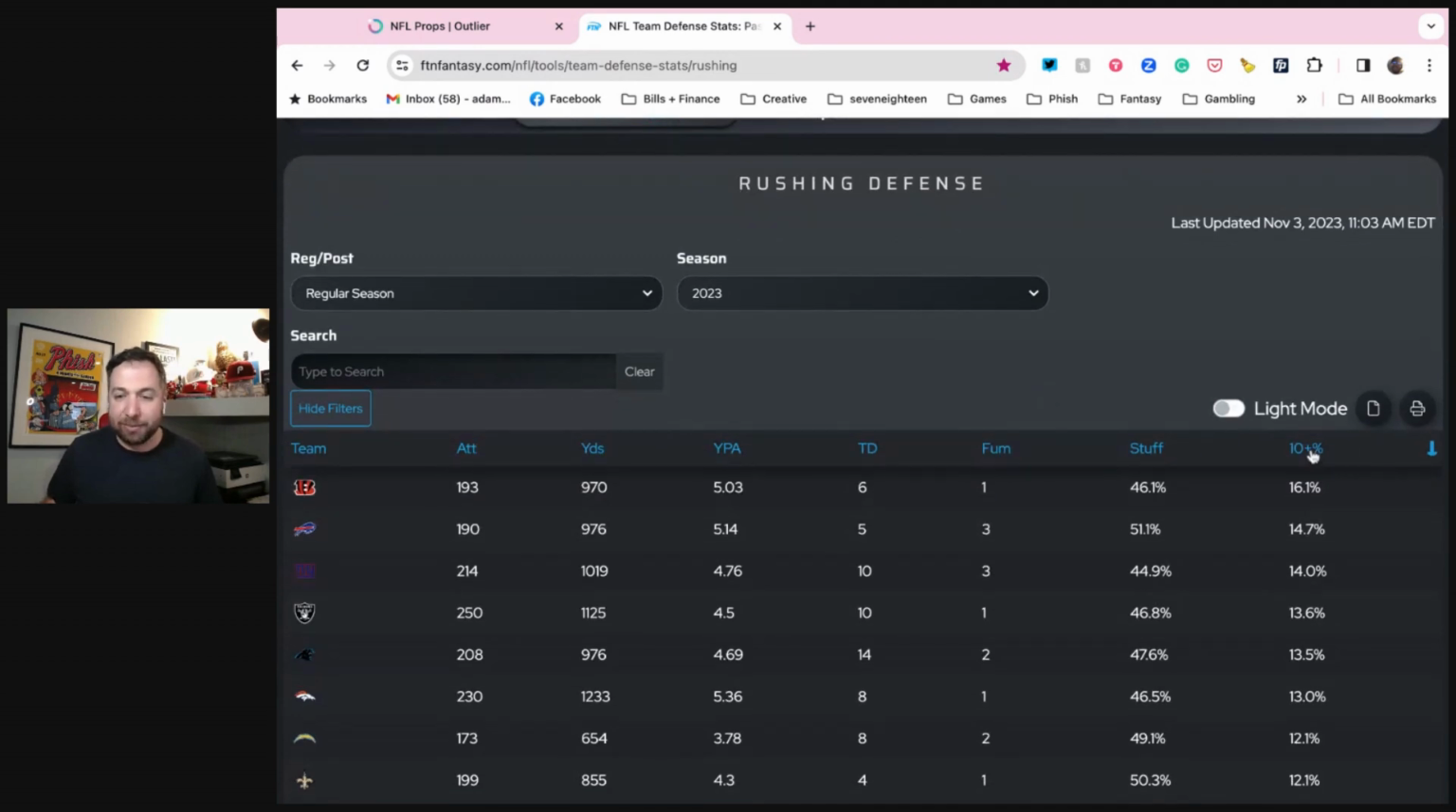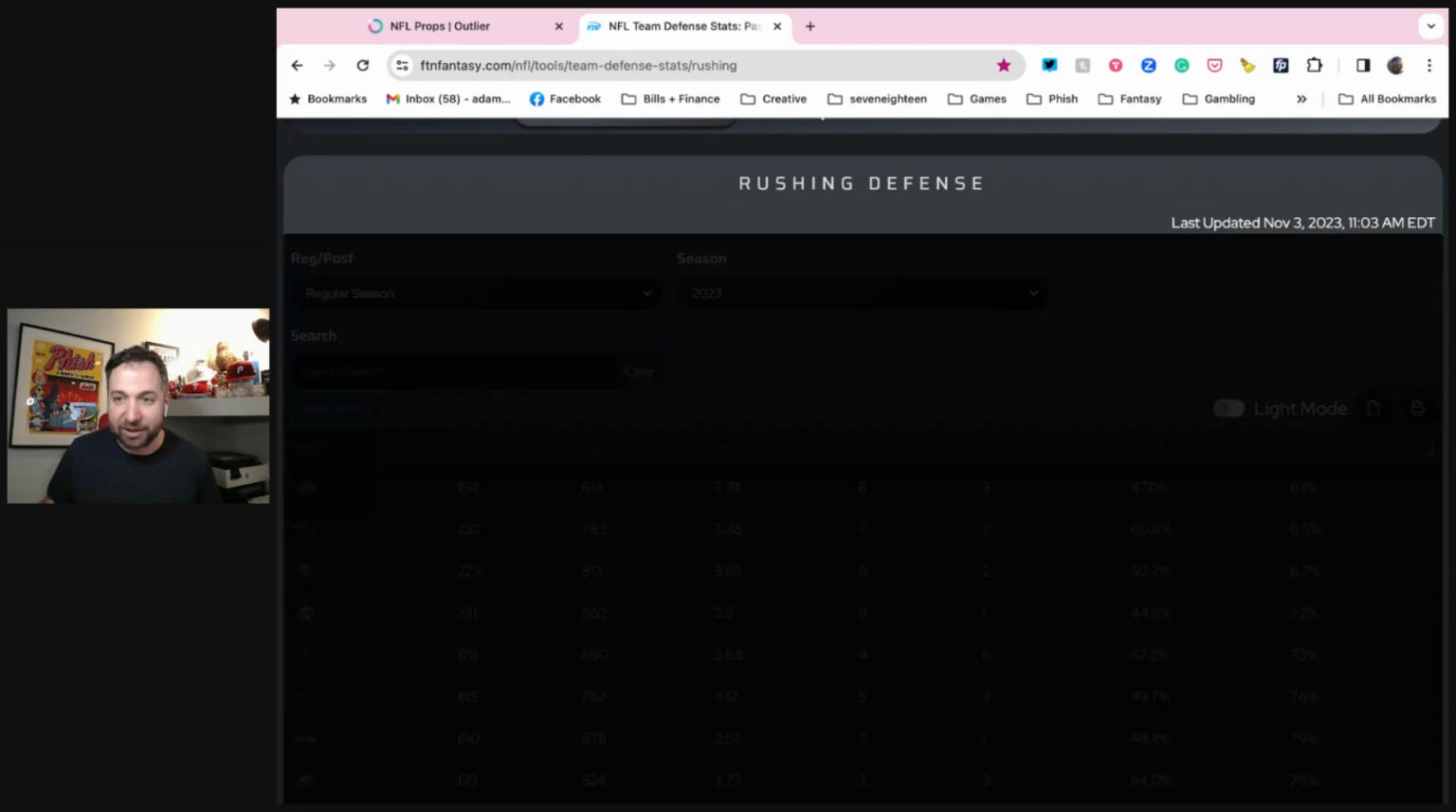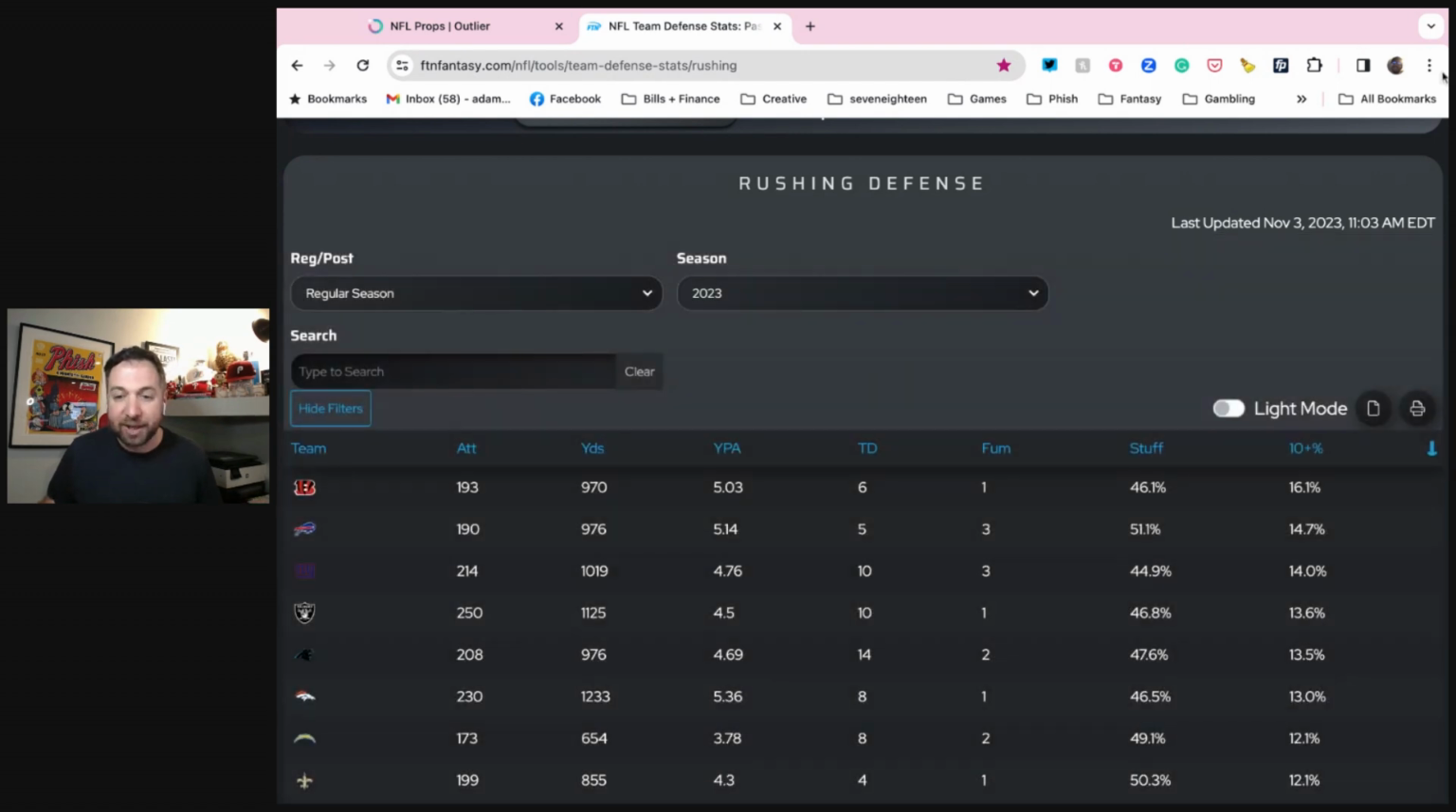Big thing that I like to do when I'm looking for a target for rushing defense, I like to sort by what is called the explosive run rate. So this number right here is saying the percentage of rushes against this team that go for 10 yards or more, that's what this is. So the Bengals, the Bills, the Giants, the Raiders, they all have really bad rush defenses in this case.